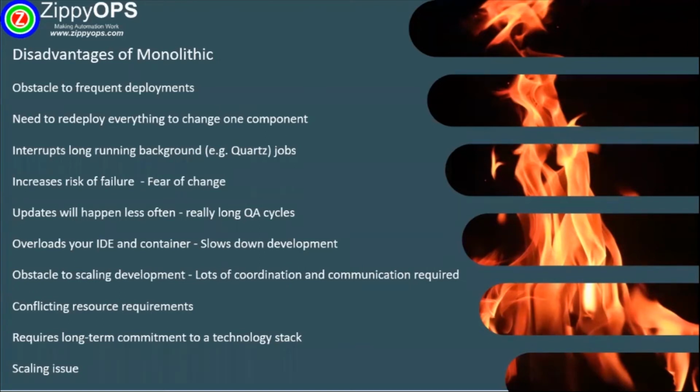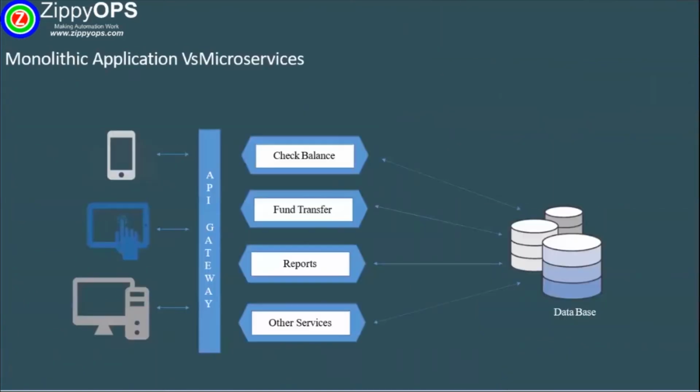Okay, so instead of living with these issues, if I convert my application into a microservice based scenario, like let's say I'm going to have a check balance application as a separate service, fund transfer as a separate service, report as a separate service, and other services are going to run as separate services, and I'm exposing them to the external world via some common API gateway, and I'm going to write to a single database.